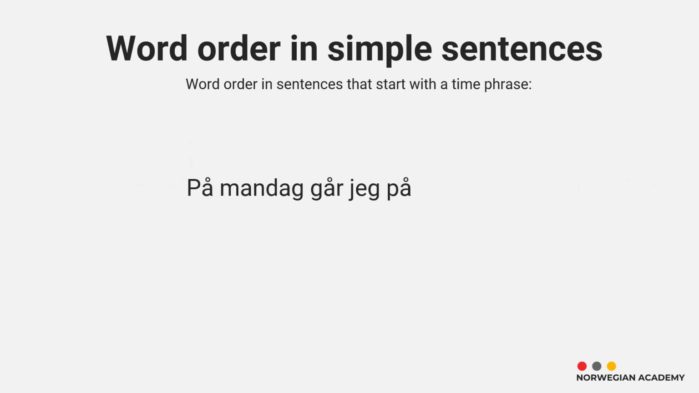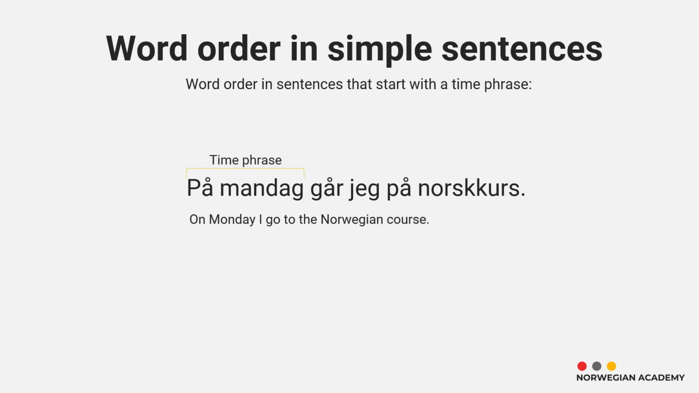På mandag går jeg på norskkurs. On Monday, I go to the Norwegian course. På mandag is our time phrase. Går is a verb which comes right after it. Jeg, the subject, follows the verb. So, literally translated into English, the sentence sounds like, on Monday go I to the Norwegian course.